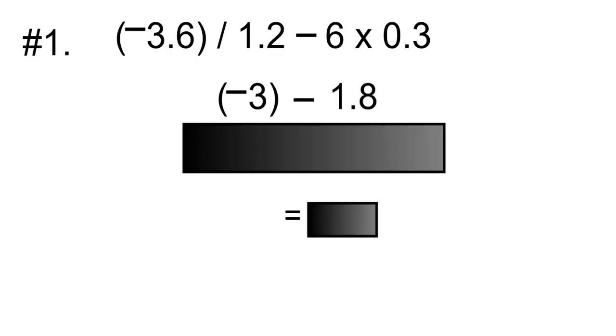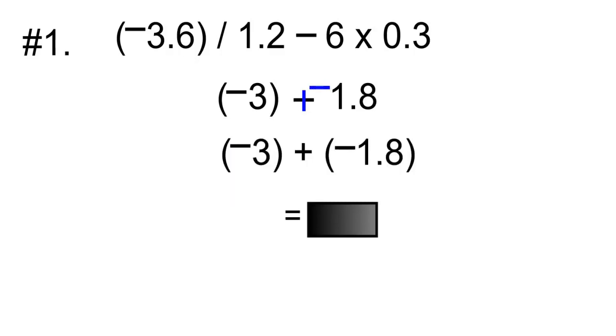Next, change this to an addition statement. So we'll change the subtraction sign to an addition sign and change the integer after it to its opposite integer. So the opposite of 1.8 is negative 1.8. This can now be read as negative 3 plus negative 1.8. We'll add these two negative integers together and we get negative 4.8.